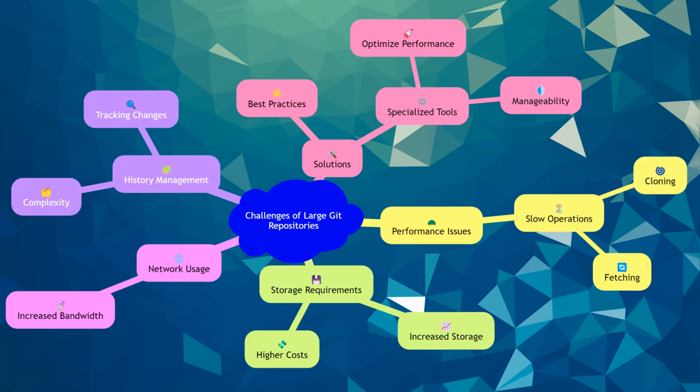Large Git repositories pose several challenges, including slow performance, increased storage requirements, and complex history management. Operations like cloning and fetching can become time-consuming, affecting developer efficiency. Additionally, large repositories can lead to increased network bandwidth usage and storage costs. Addressing these challenges requires a combination of best practices and specialized tools designed to optimize repository performance and manageability.